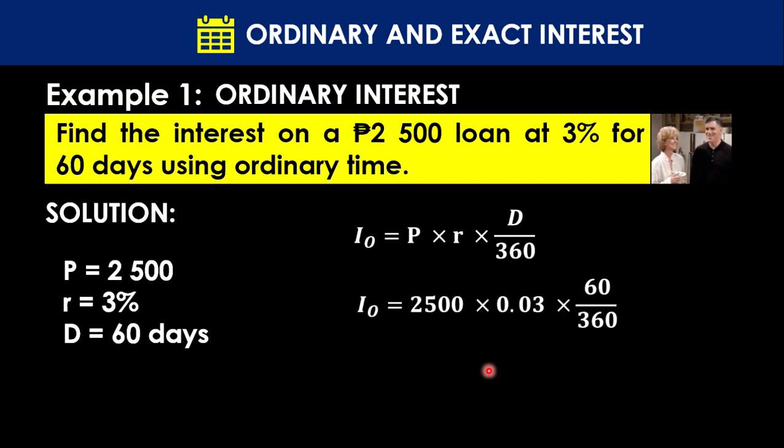Let's substitute. So we have here 2,500 pesos times 0.03 times 60 over 360. And then if we input that to our calculator, 2,500 times 0.03 times 60 over 360, the result of that is 12 pesos and 50 centavos.